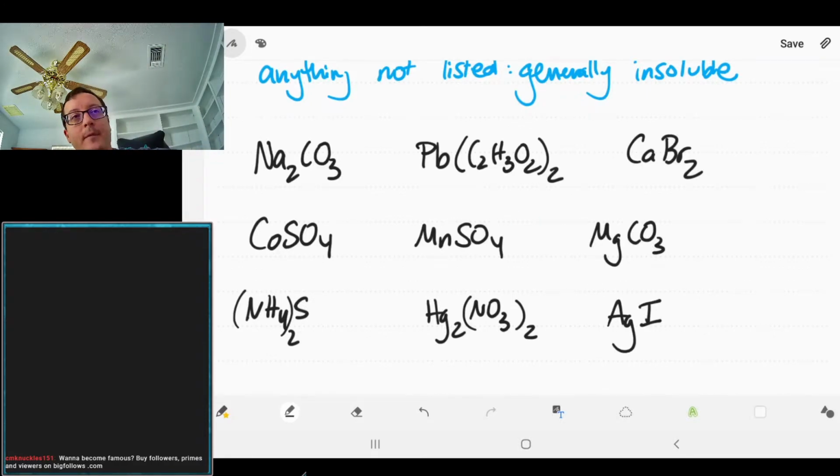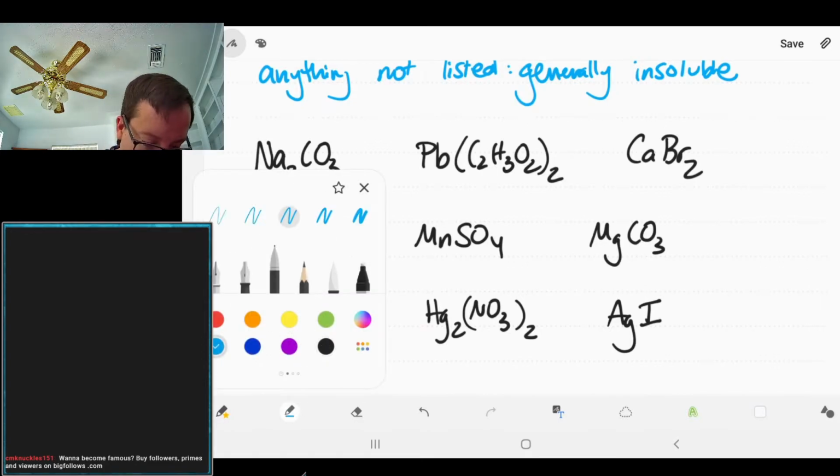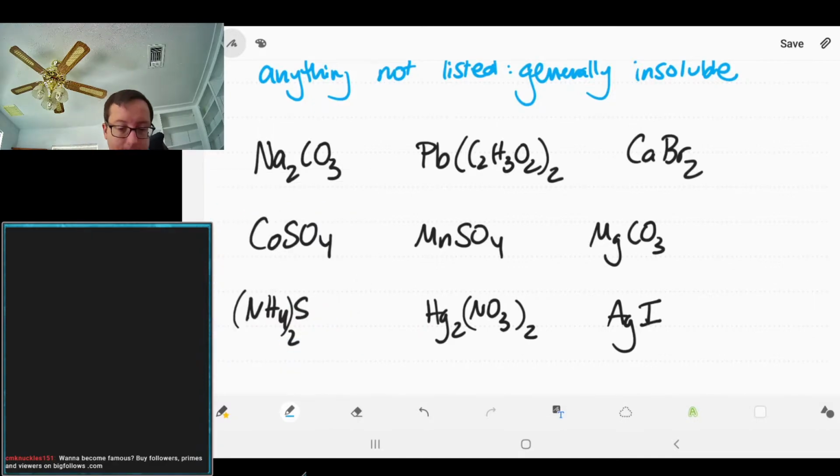Okay. With these compounds, let's use our rules to predict whether they are soluble or not. Let's see. What's going to be soluble and what's not here? We can go through them.